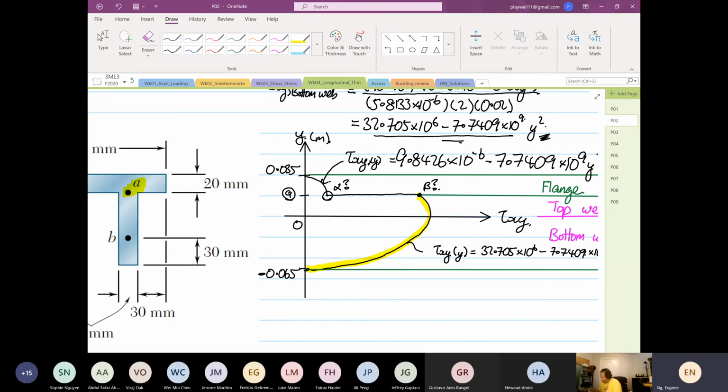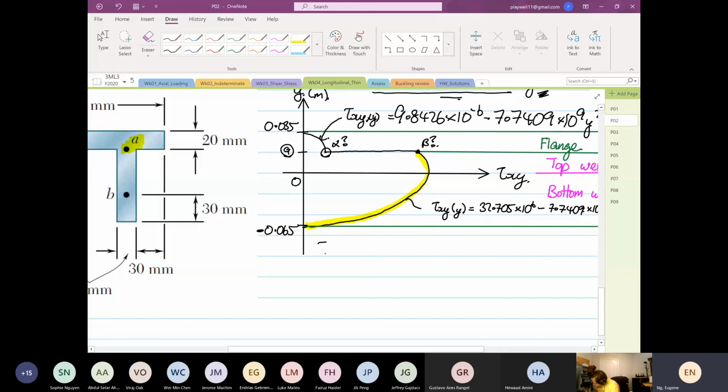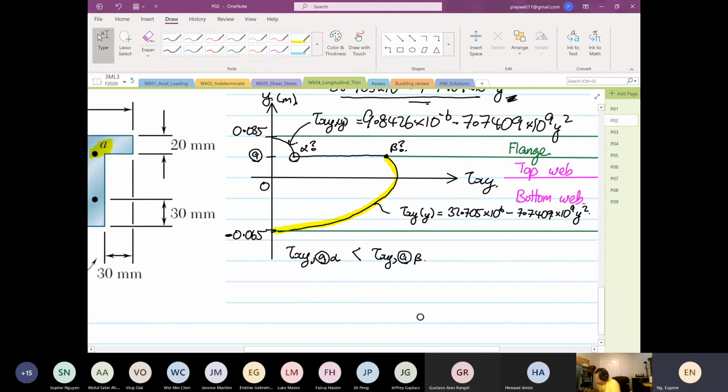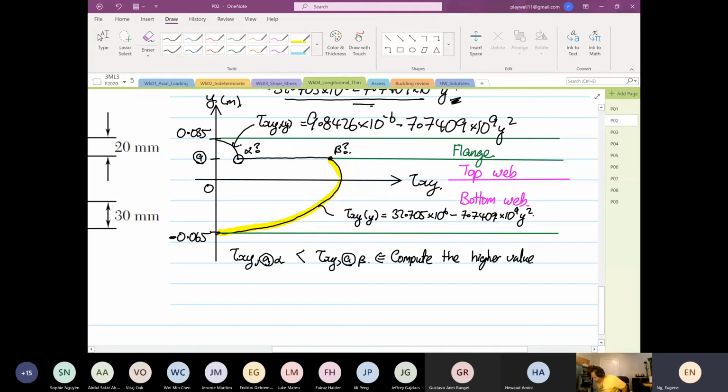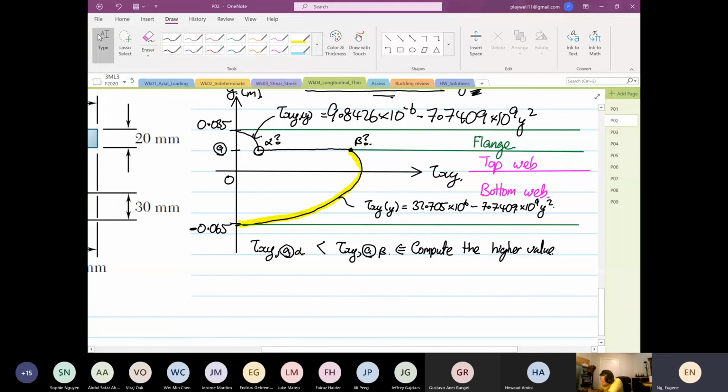Because what is going to fail? So I'm going to write down here: it is known that shear xy at point A alpha, the stress, is going to be less than shear xy at point A beta. So you will have to compute the higher value. To compute the higher value, you have to use the top web equation. So now let's do the top web equation. So this is stress. Am I clear? Does that make sense now?